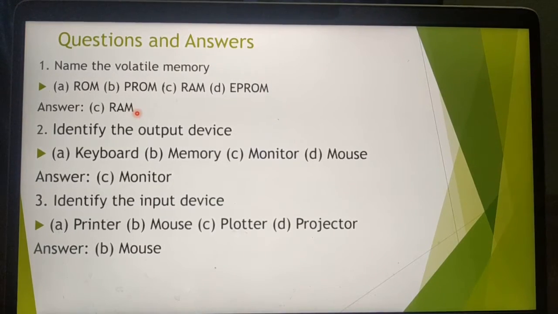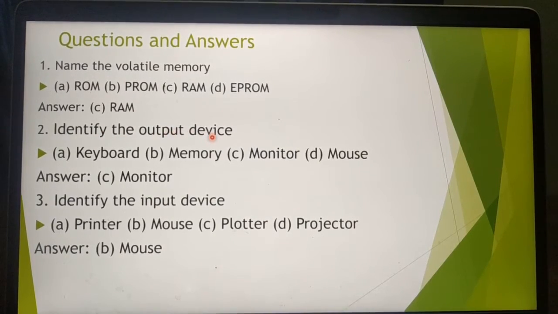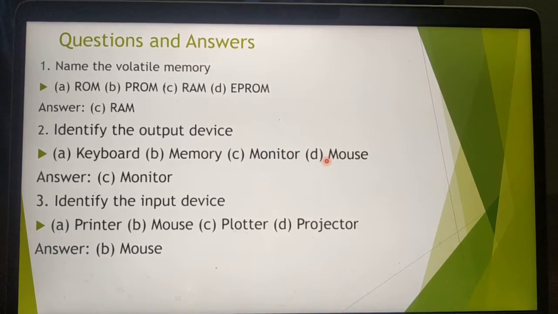That's why it is called volatile memory. Identify the output device. Keyboard, here keyboard is an input device. We know that memory is a storage device. Next, monitor is an output device. Mouse is also an input device.